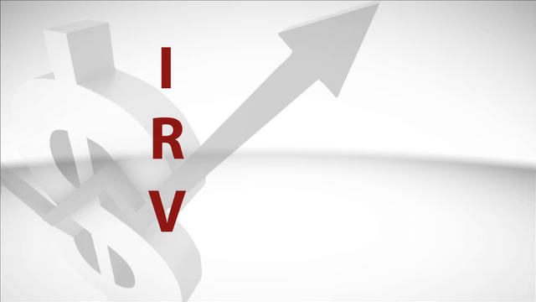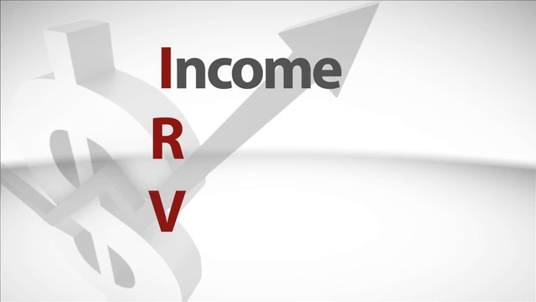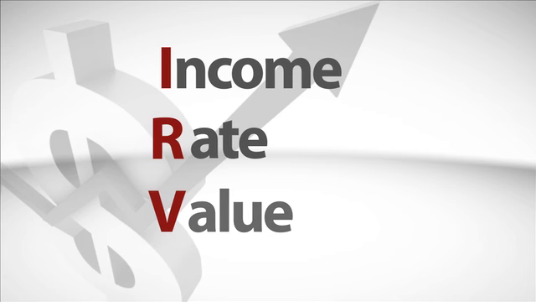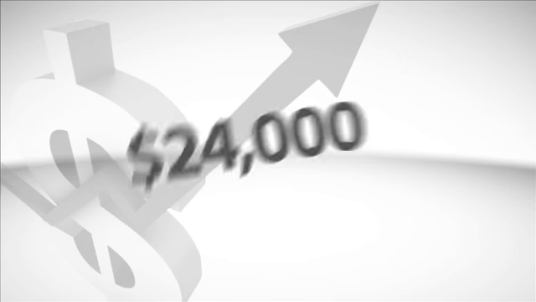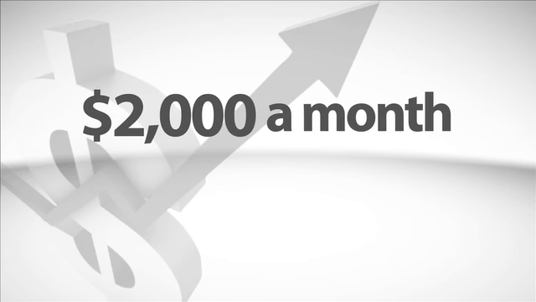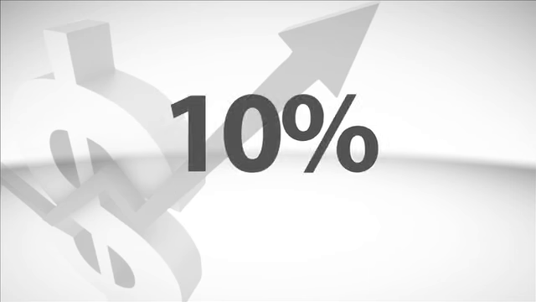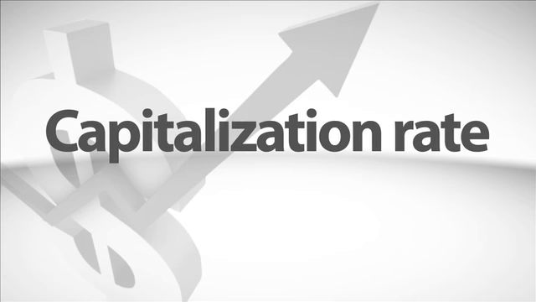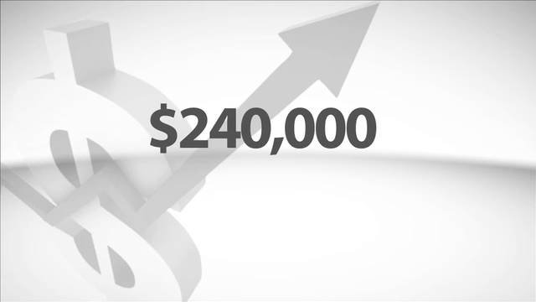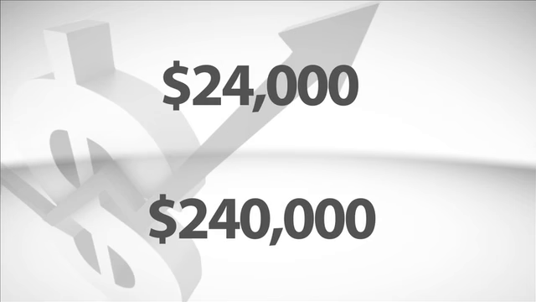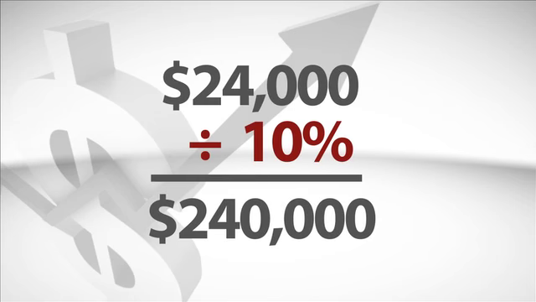The yearly net income of a property divided by the desired rate of return would result in a suggested value. If a building's rent for the entire year is $24,000, $2,000 a month, and the investor wants a 10% rate of return, sometimes referred to as a capitalization rate, then the building has a value to that particular investor of $240,000, $24,000 divided by 10%.